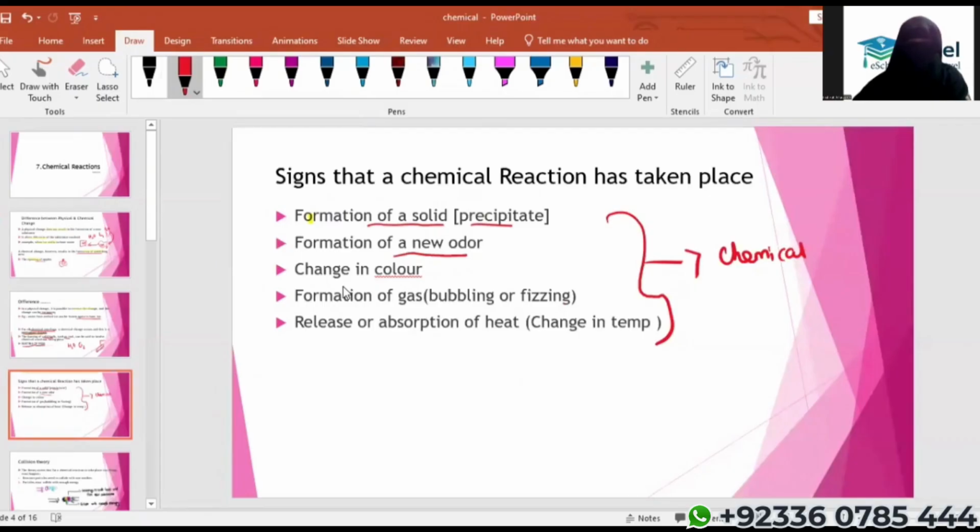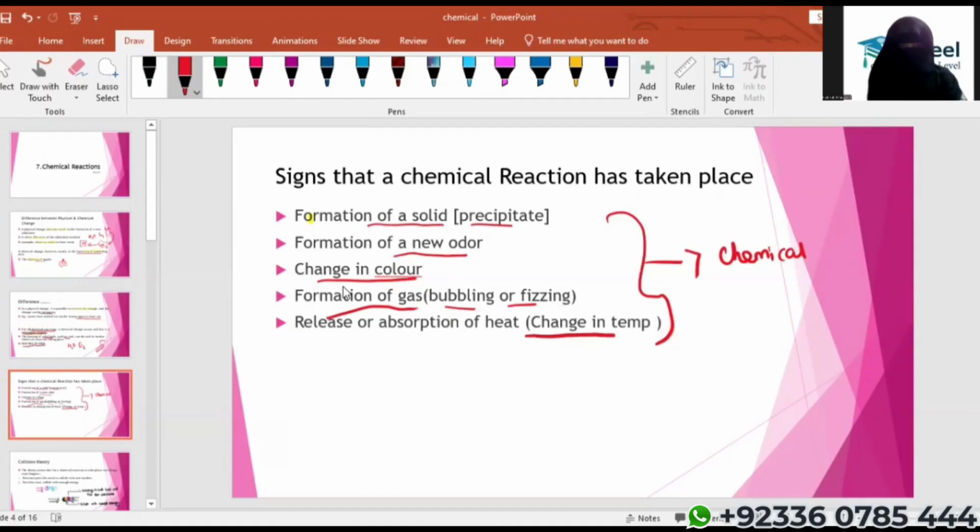Another sign is a change in color, formation of gas, bubbling or fizzing, or the release or absorption of heat, which is a change in temperature, also known as endothermic or exothermic reaction. Now you need to keep in mind that all of these may occur together in a chemical reaction, or they may also be observed individually.